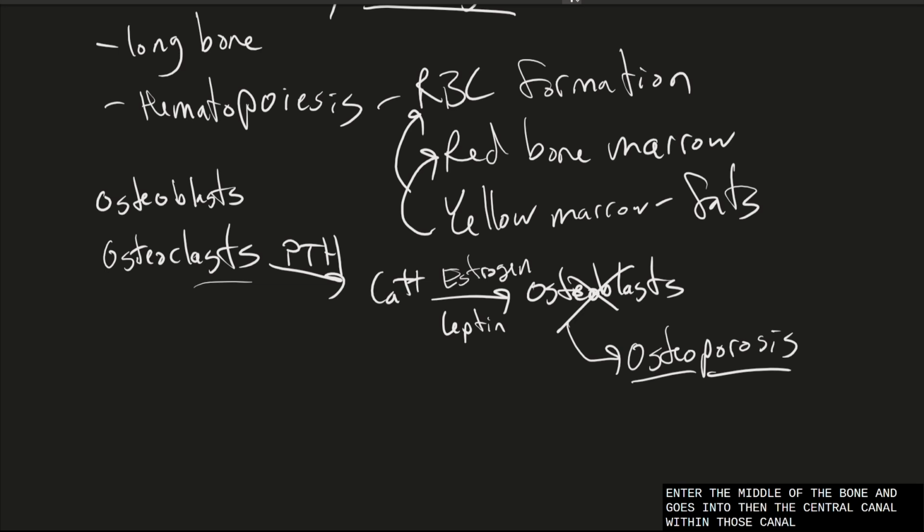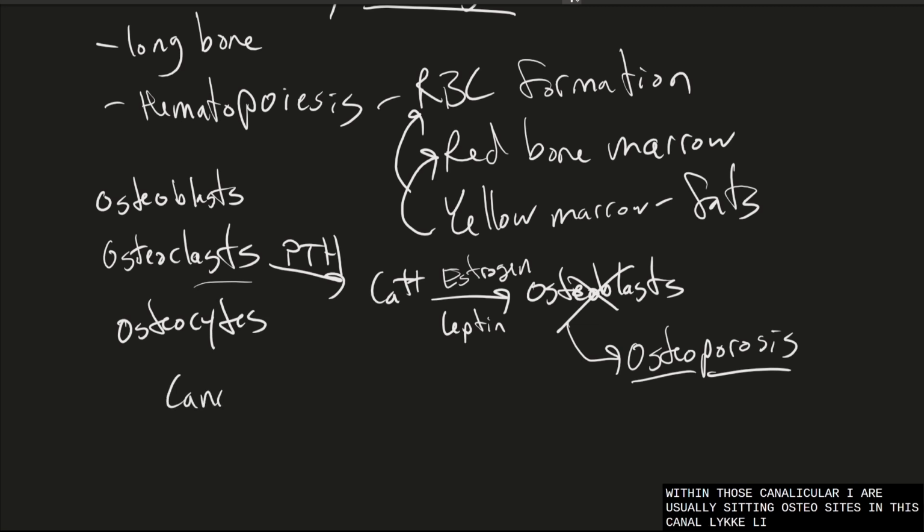Within those canaliculi are usually sitting osteocytes. And those canaliculi are what connect those osteocytes so they communicate with each other. Then remember, there is the membrane inside the bone, that's called the endosteum, and then there's a membrane on the outside of the bone, that's called the periosteum.